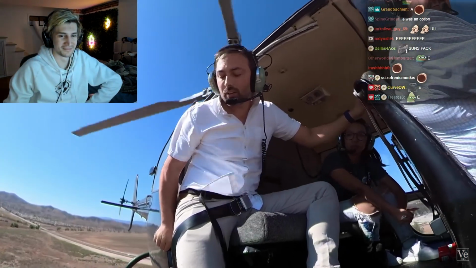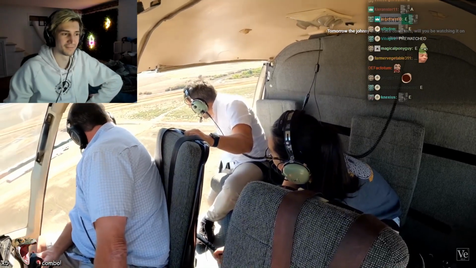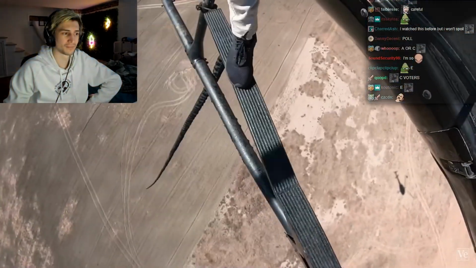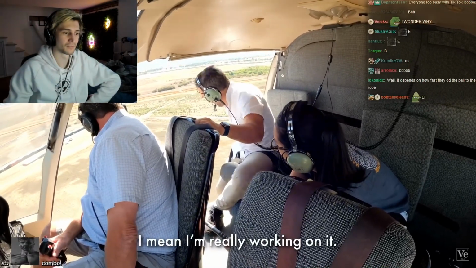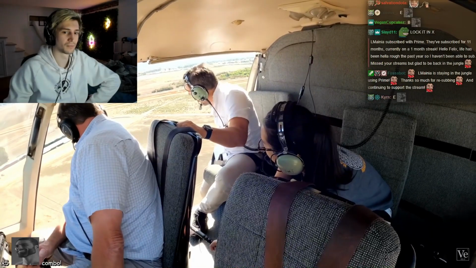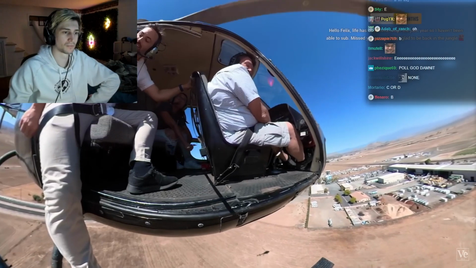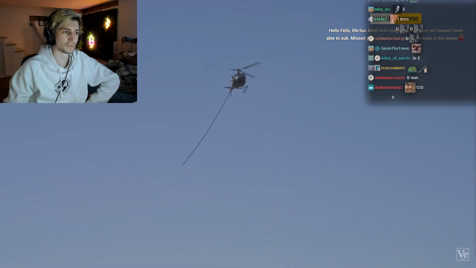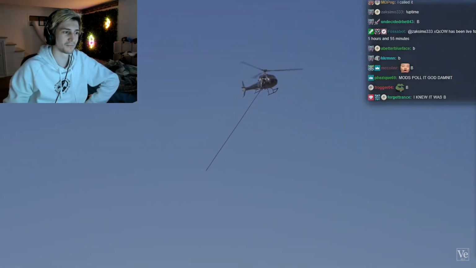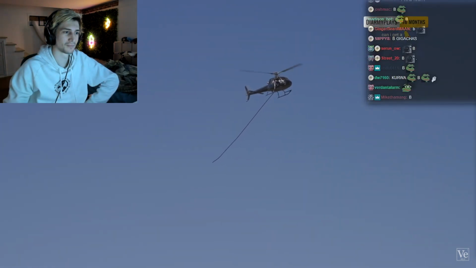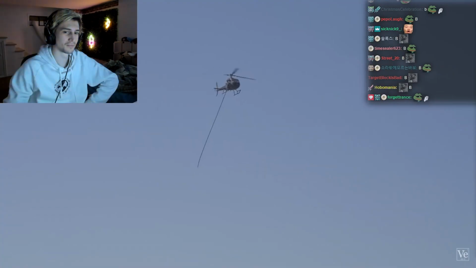To make sure the rope doesn't come up into the rotors of the helicopter, pilot Craig wanted to keep the rope on our right side so he could keep an eye on it. Will you be watching it on stream? Looks pretty good. I'm trying to make it look good. I mean, I'm really working on it. You're working hard. So we're not going straight forward, we're actually going diagonally forward and to the left. But you can clearly see the rope is hanging straight diagonally to the left. That's a pretty good diagonal, man.